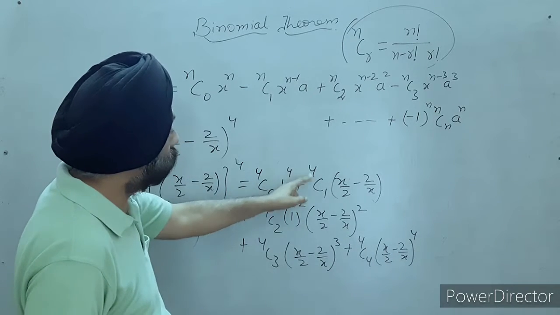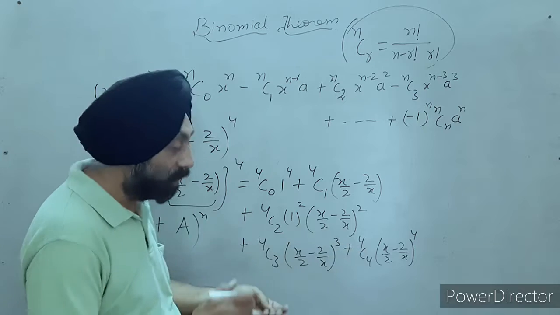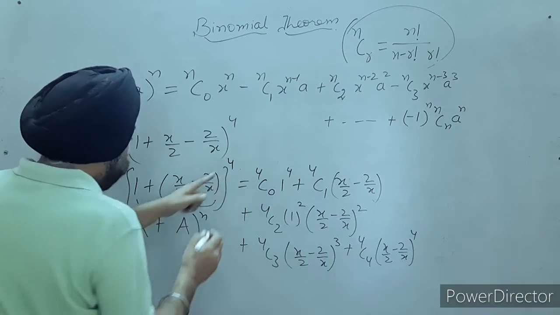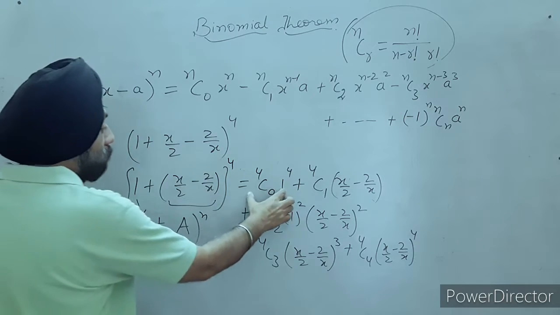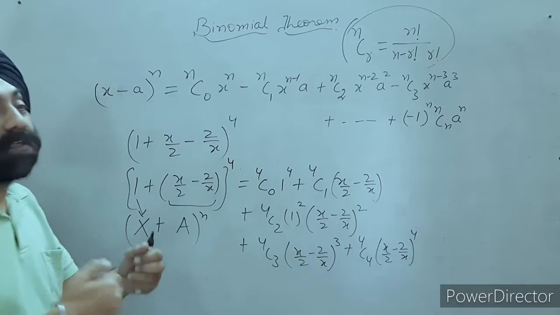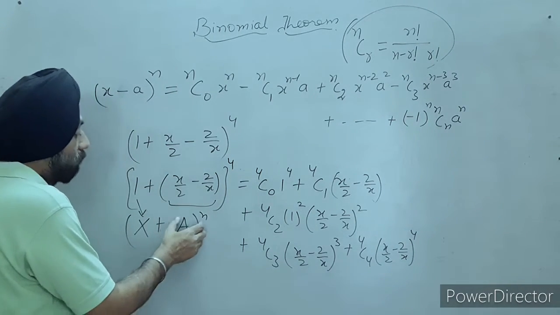4c0, 4c1, 4c2, 4c3 and 4c5. Now the index was 4. How many terms did I get? First, second, third, fourth and fifth. That is n plus 1 number of terms, and I have used x plus a raised to power n.